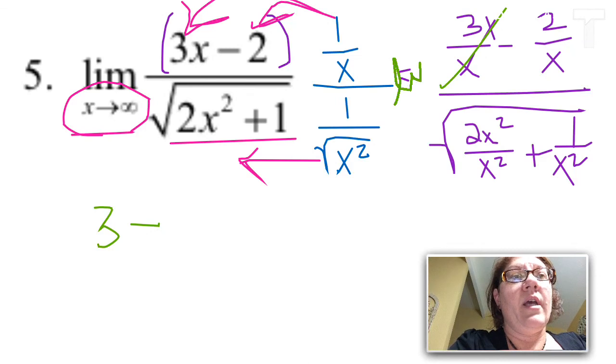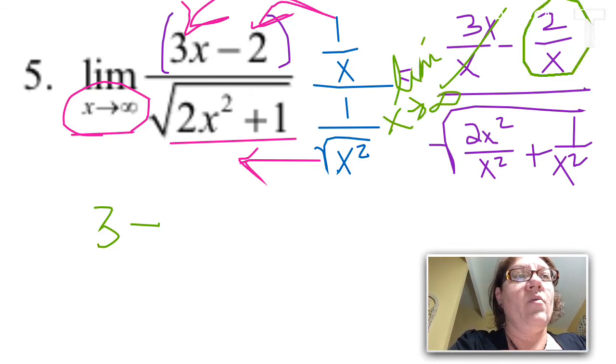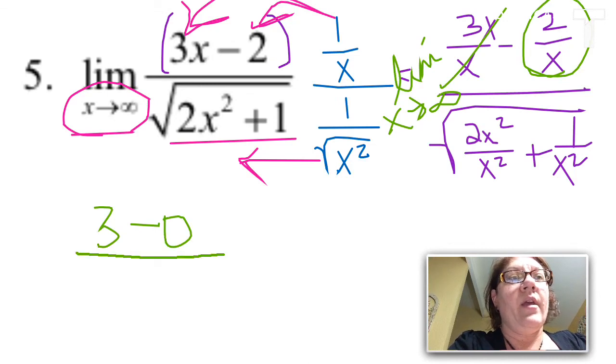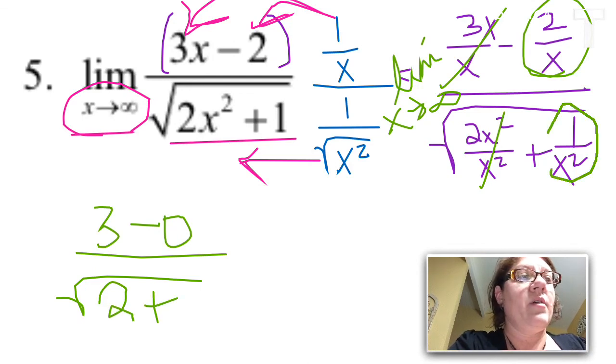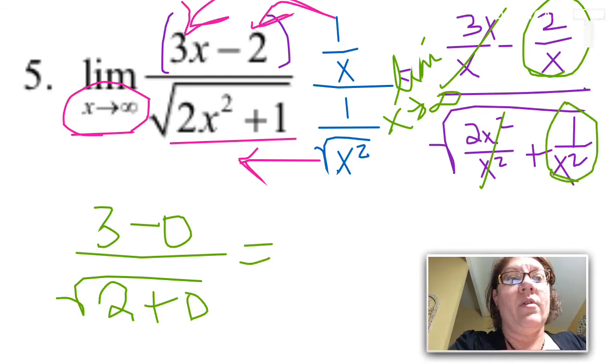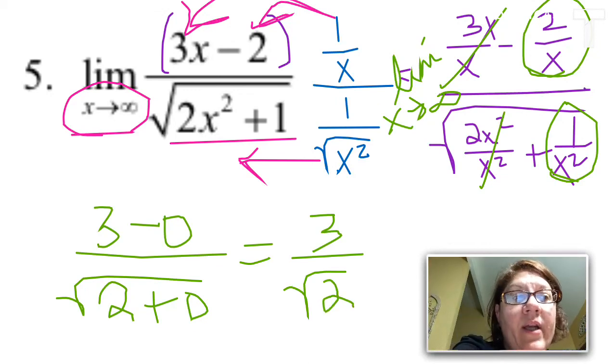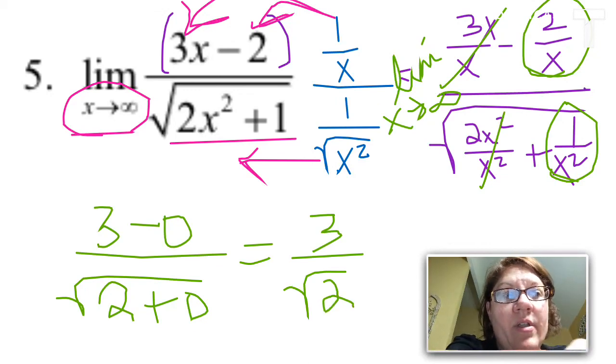Now, the limit as x goes to infinity for this piece will be 0. And on the bottom, I'm going to have the square root of 2 plus 0. So this is 3 over the square root of 2. And remember, in calculus, we don't simplify radicals in the denominator.